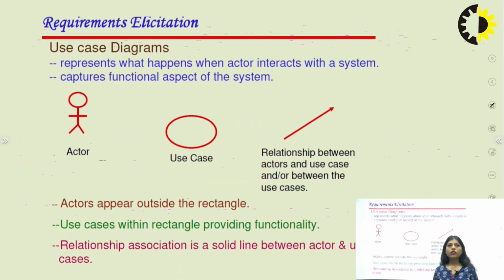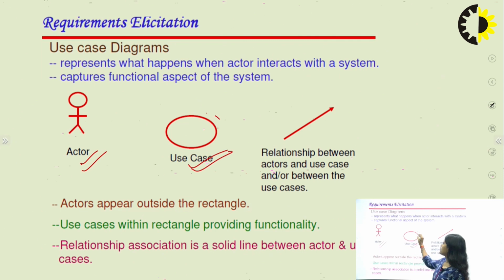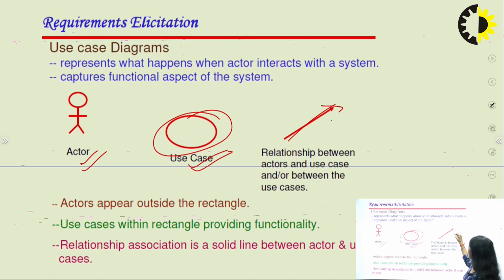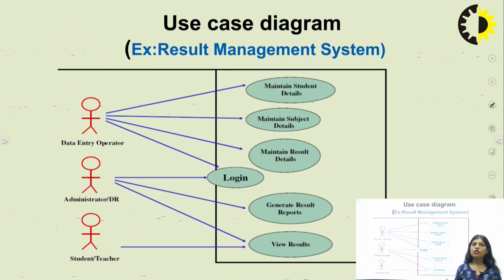After that, another component is the use case. First component is the actor. After that, this oval shape represents the use case, and this arrow represents the relationship between the actor and the use cases. Actors appear outside the rectangle and use cases within the rectangle provide functionality, and the relationship, an association, is a solid line between the actor and the use cases. So this is an example of a use case diagram.